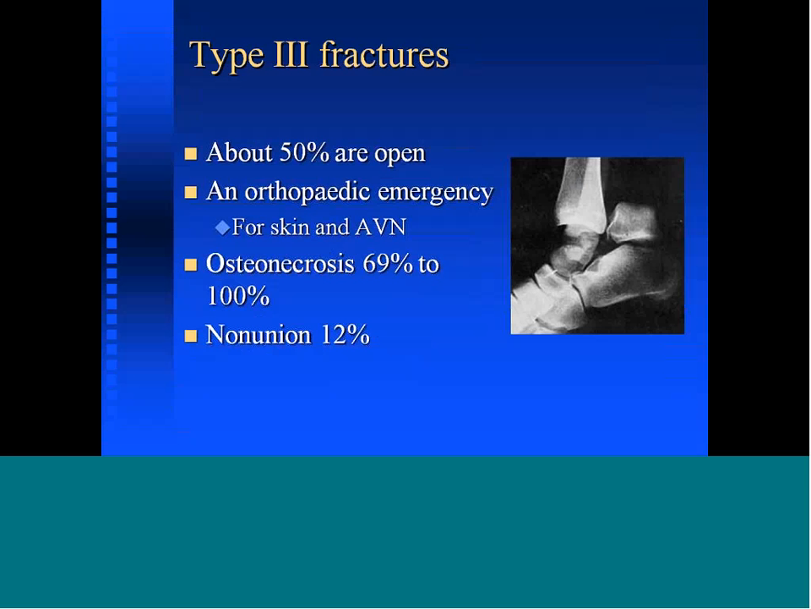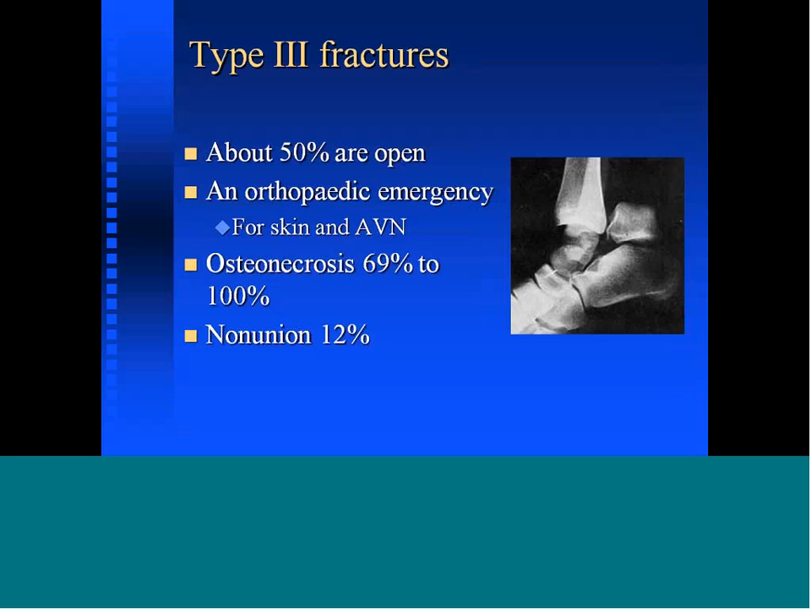Now, what about the type 3 fractures? Well, these are indeed the worst. These are the talar body dislocated fractures. About 50% of these are open, and this is an orthopedic emergency, not necessarily for the avascular necrosis that may follow these, but because of the skin concerns. That large posterior talar body fragment resides in the posterior aspect of the ankle joint, and it can create a significant amount of skin necrosis over a very short period of time, as well as significant compression on the tibial nerve, resulting in significant and permanent paresthesias to the distal foot.